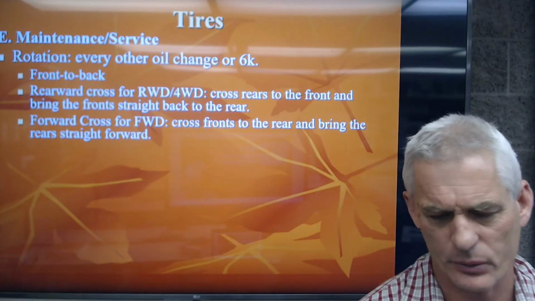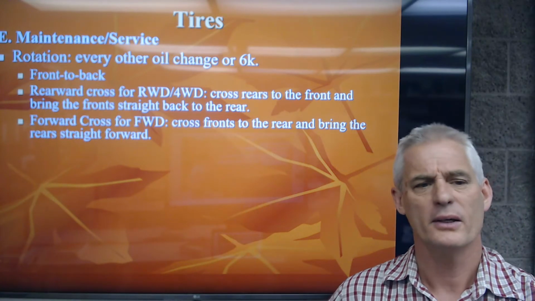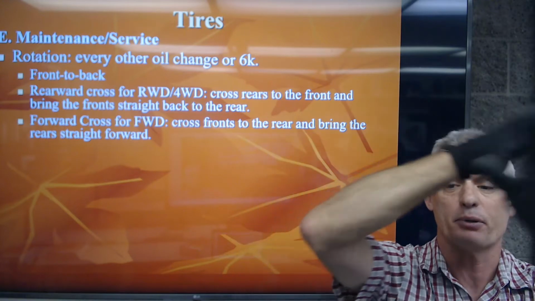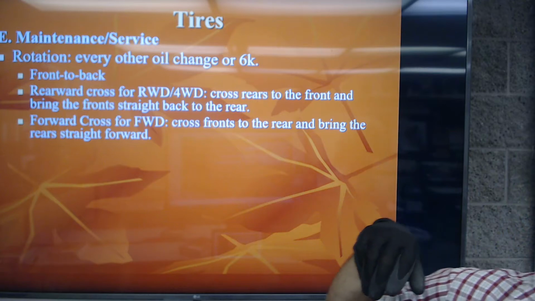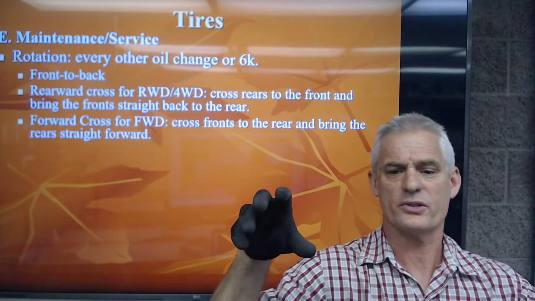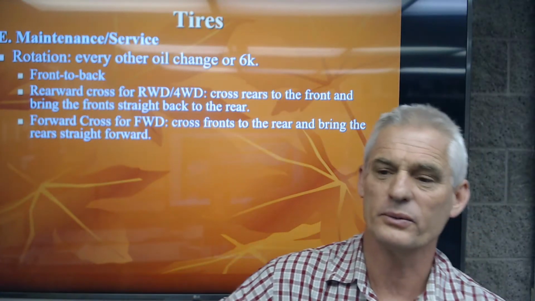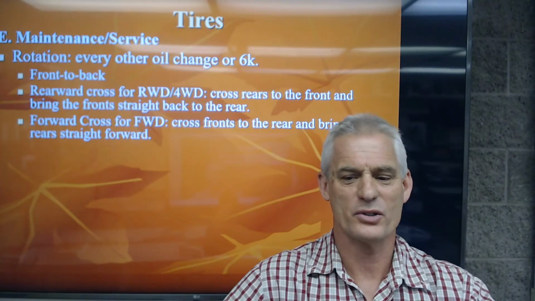So a couple of different tire wear patterns. You don't necessarily need to write this down because we have charts in the shop and charts all over the place, but we can just go front to back if they're directional tires and we can't put them to the other side of the car. Or we do a rearward cross for rear-wheel drive and four-wheel drive where we cross the rears to the front and we bring the front straight back to the rear, or a forward cross where we cross the fronts to the rear and bring the rear straight forward.